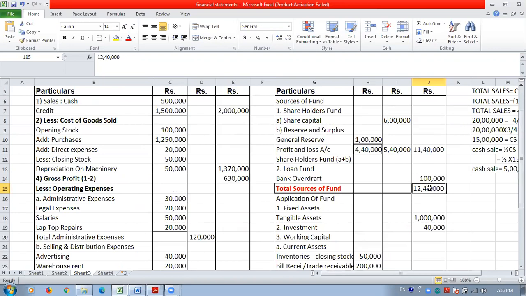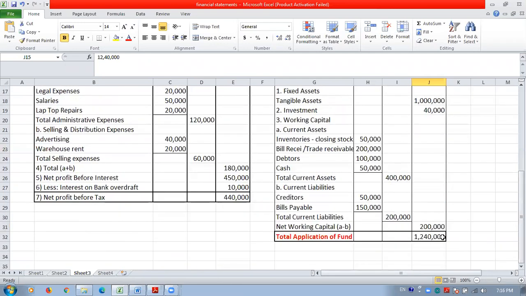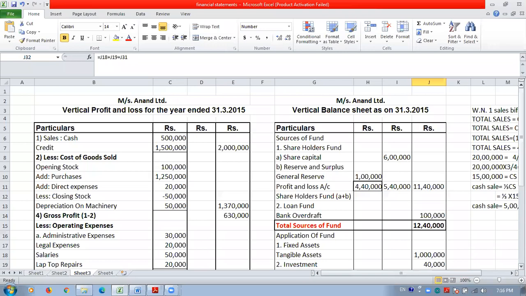So here we have tallied our vertical balance sheet, 12 lakh 40,000. In this order we have to complete the vertical profit and loss statement and the vertical balance sheet statement. For that purpose you have to know the format of the vertical profit and loss statement and balance sheet statement.